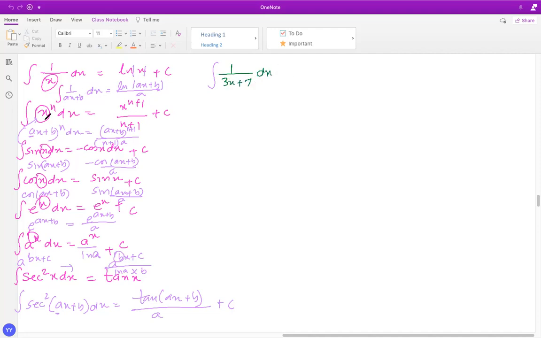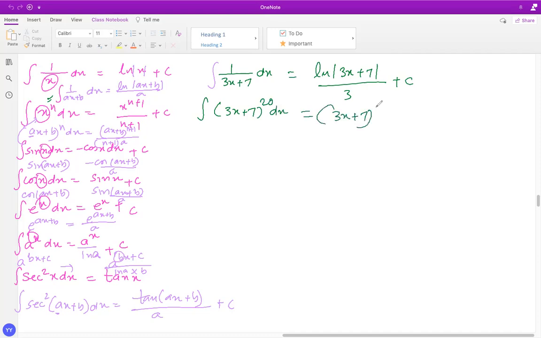When you do this, now you figure out which type this is. Okay, so this is a 1 over x plus b type. So it is ln of 3x plus 7 over 3 plus c. Now when you're doing integration of, let's say, x to the power n, if I have ax plus b, for example, let's say I have (3x plus 7) to the power 20. If I want to integrate this, it is (3x plus 7) to the power 21 over 21 times 3 plus c. So this is the second example.